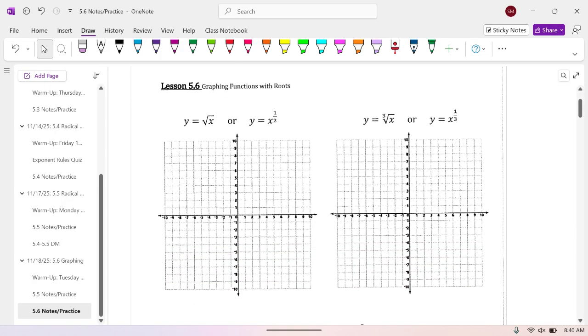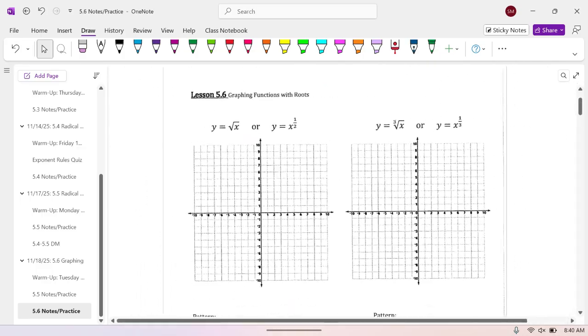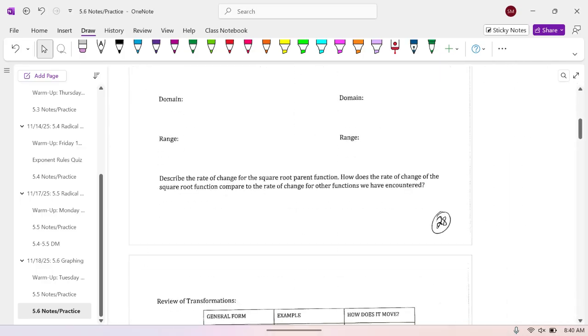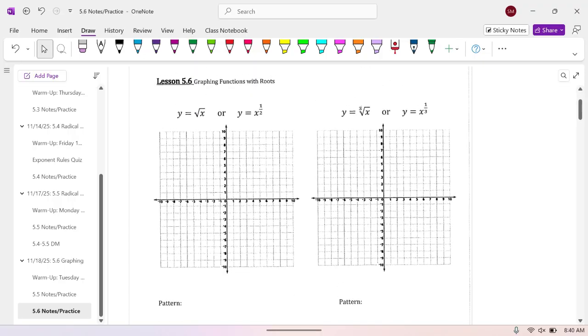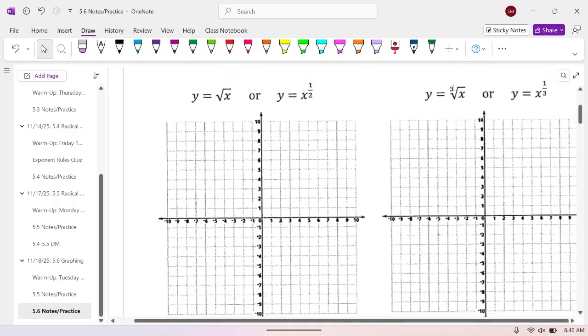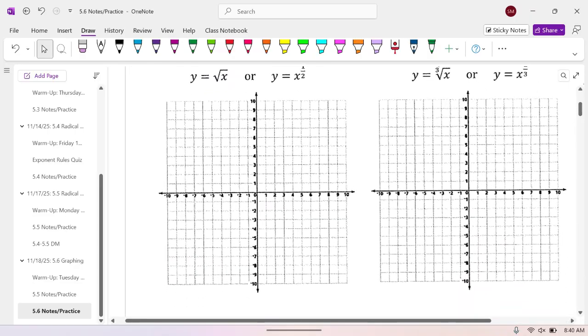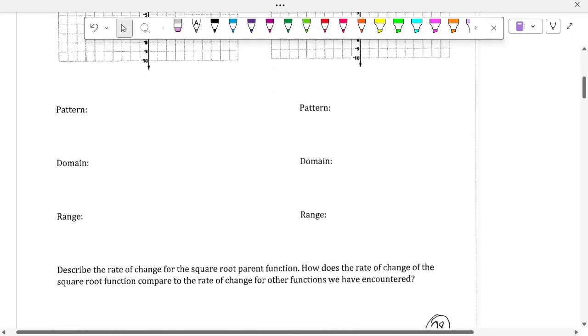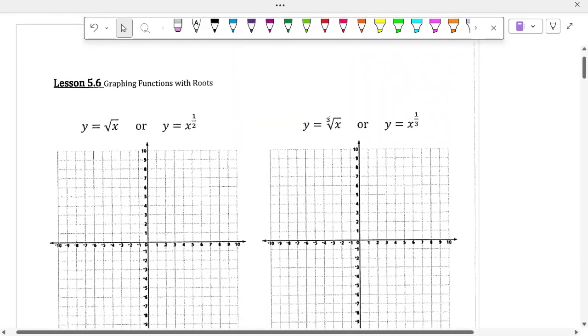So now we are going to look at lesson 5.6. So I'm on page 28. So now we're going to look at graphing square root and cube root functions. The only two graphs that we're going to care about right now are square root graphs and cube root graphs. Now, something that's interesting about square root graphs and cube root graphs is that they look very similar to their inverse graph.